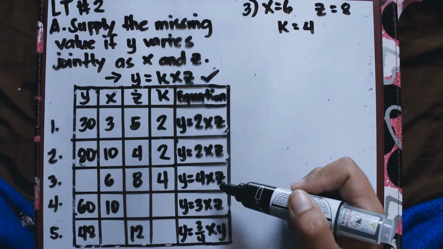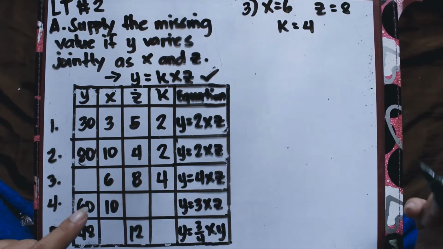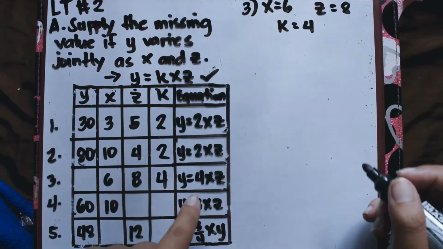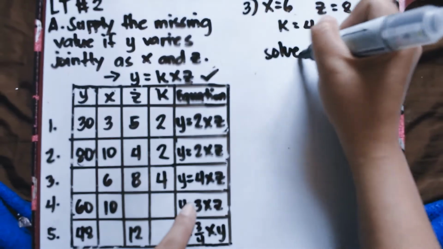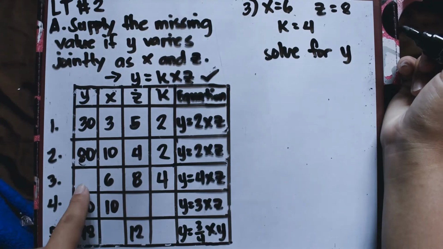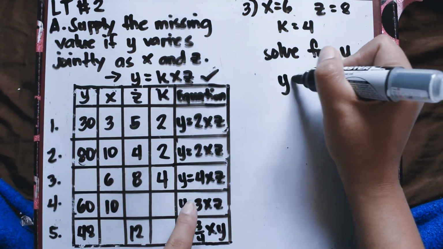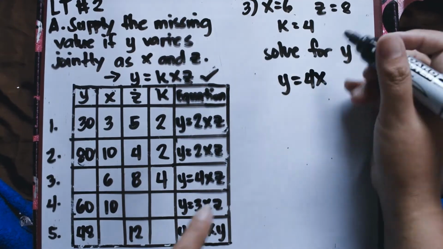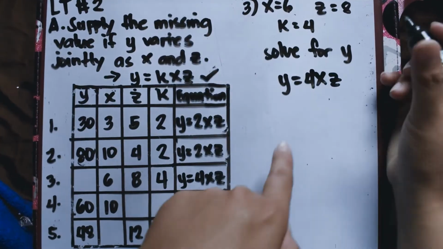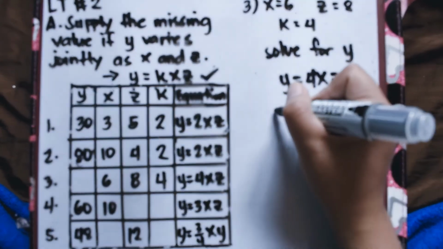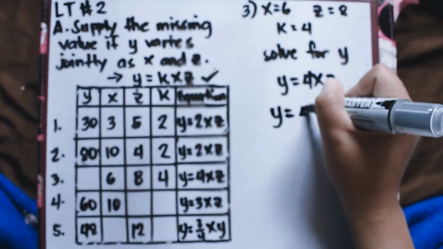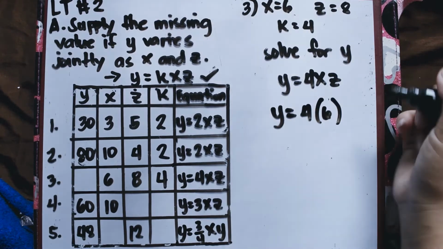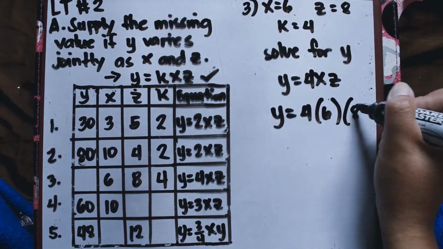Okay. So, yan na po ang ating equation. So, ibig sabihin, ang hahanapin na lang natin ngayon is si y. Siyempre, by using our equation. So, solve for y. Solution natin using the equation. Y is equal to 4xz. Let's substitute the value. Ano yung mga given? Since missing si y, syempre, wala tayong ipapalit dyan. Y is equal to 4. Yung ating x ay 6 at yung ating z is 8.